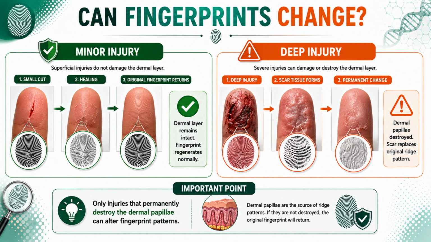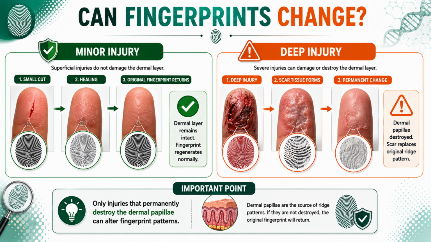Although fingerprints are permanent, there is one important exception. If an injury destroys the dermal papillae, the original ridge pattern cannot regenerate completely. Such deep injuries may result from severe burns, deep cuts, industrial accidents, or certain surgical procedures. Instead of the original friction ridges, the injured area heals by forming scar tissue. This scar becomes a permanent feature of the fingerprint.